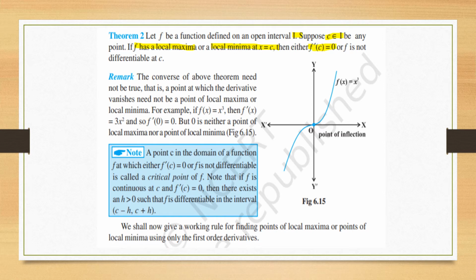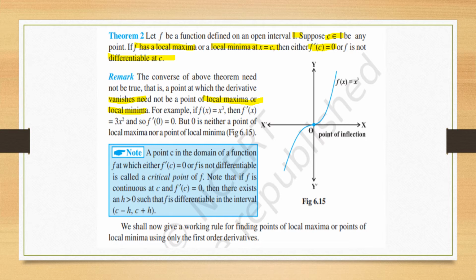For a moment the rate of change is 0, or similarly the meaning of this is also that your function is not differentiable at this point. And the converse of this theorem need not be true. Why? Because a point at which the derivative vanishes, that is, becomes 0, need not be a point of local maxima or local minima. Now an example is there which nullifies this theorem, which is why the converse is not true.